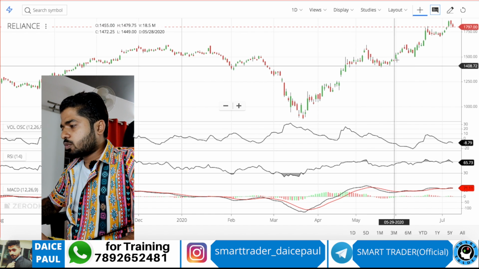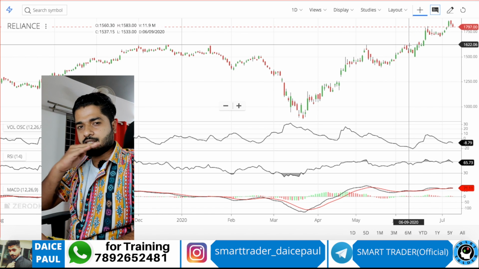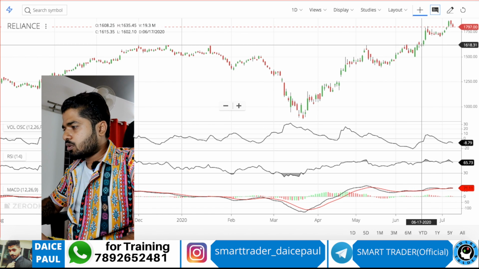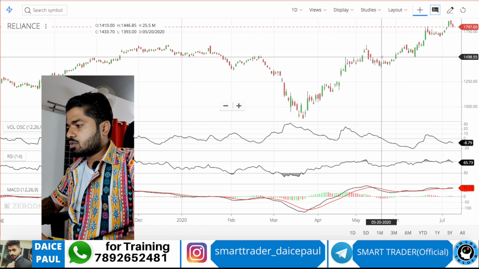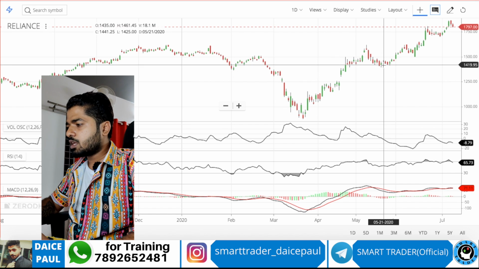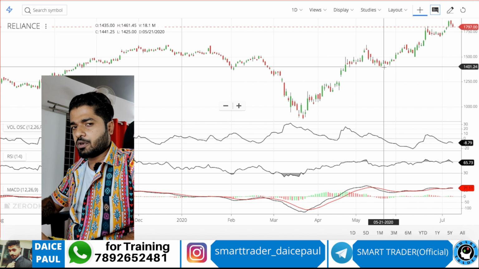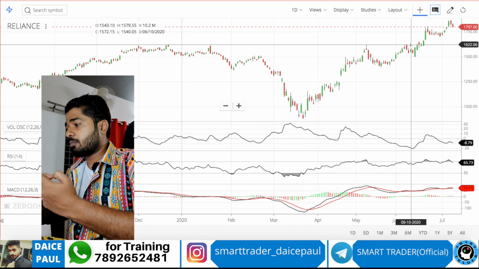As soon as it touched twice, the opportunity now is if it breaks this line. This is the main resistance line now, and it finally broke the resistance line. My target is from this point to this point. Let's say from this point it is roughly 1600, it has gone up to 1800, so 200 points. If it breaks out, according to technicals, it says 200 points can go up.